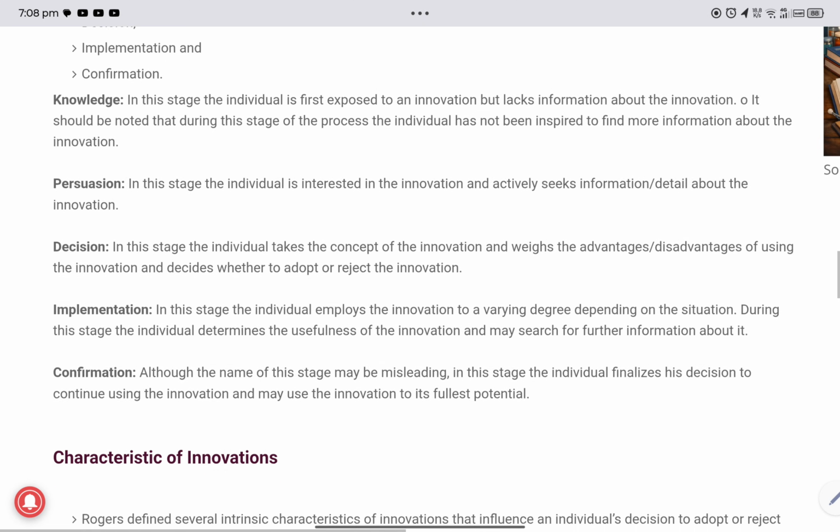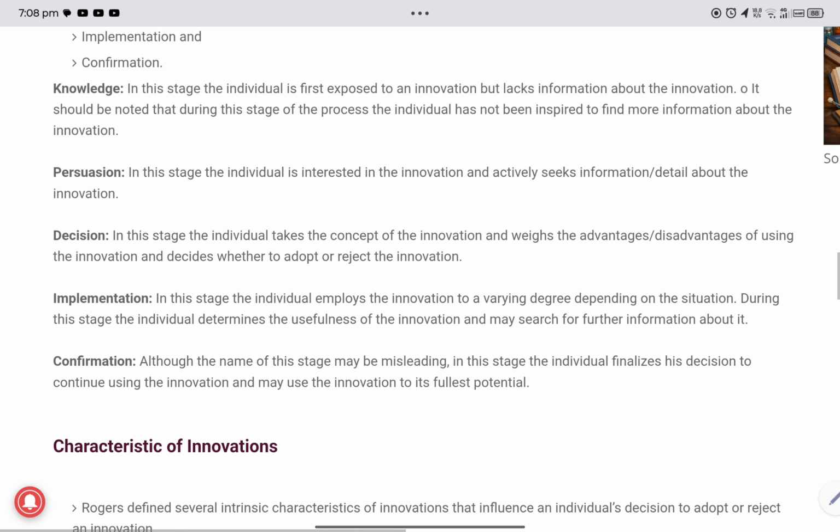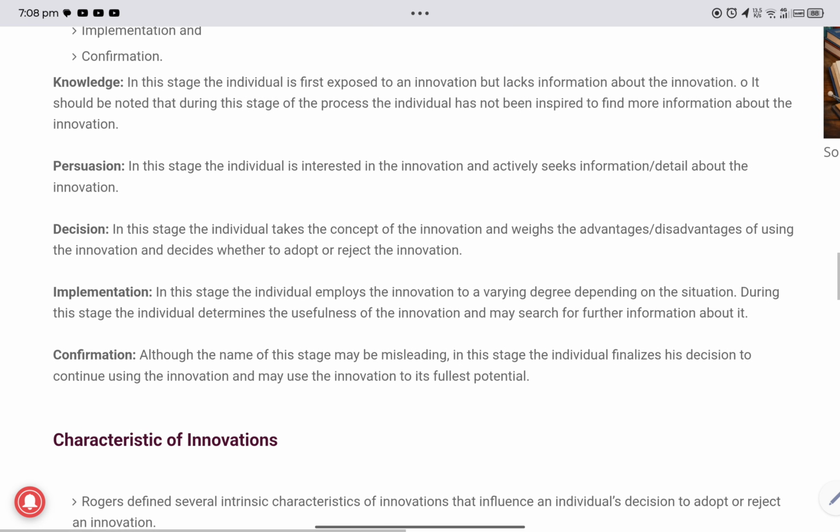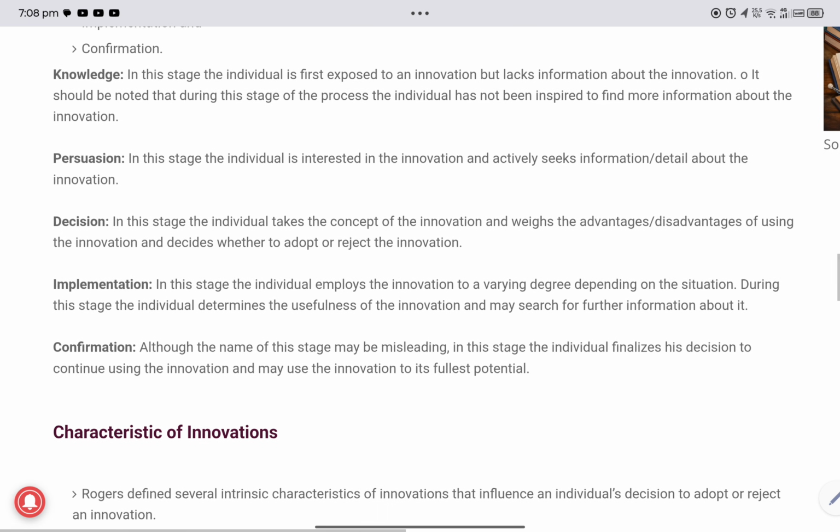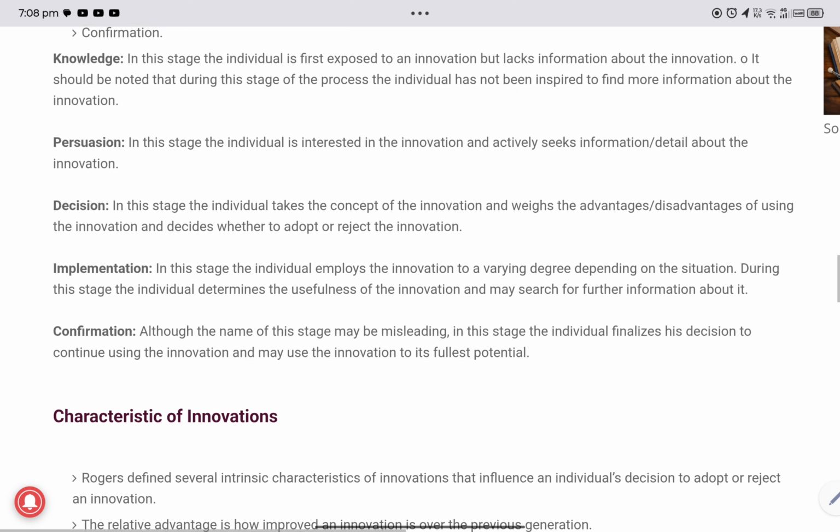Persuasion. In this stage, the individual is interested in the innovation and actively seeks information or details about the innovation.